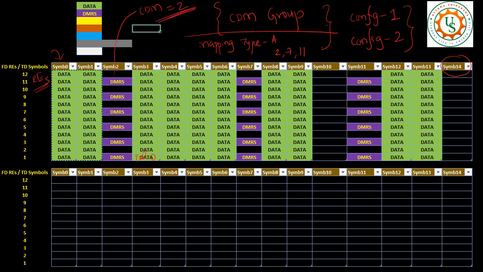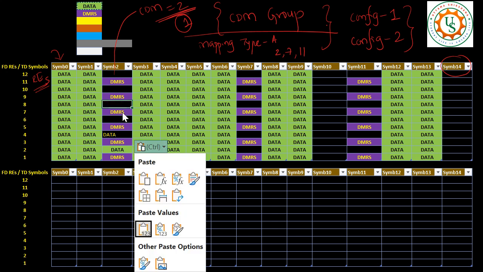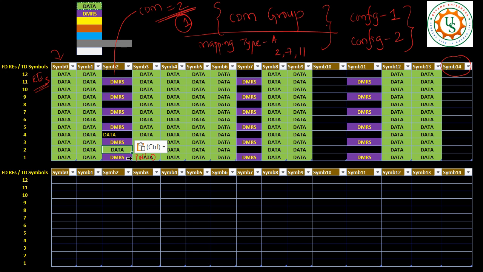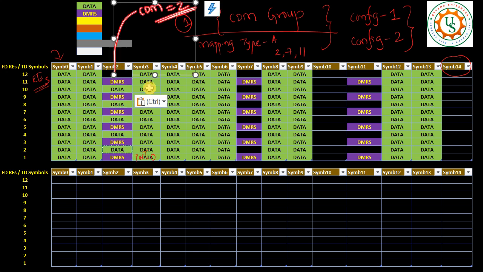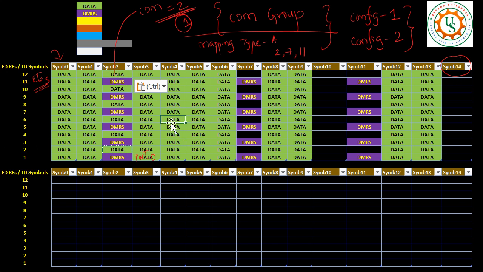But if CDM group without data is equal to 1, there are features which will implement such a kind of concept. If the group is equal to 1, then you will see that even the vacant REs are also utilized. The vacant REs are also filled by data. I think you got the concept. This is the difference between CDM group 1 and CDM group 2.